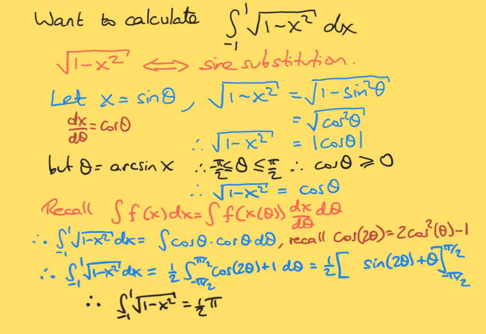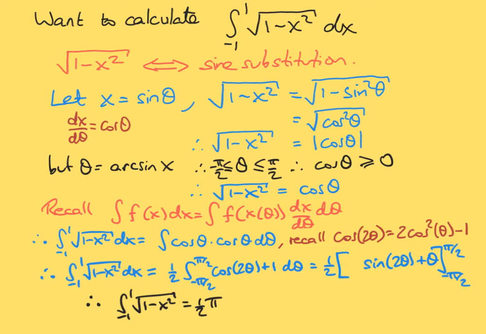The reason being, if x is sine theta, theta is the arcsine of x. So theta is an angle, and the way the arcsine function is defined, theta is going to be between minus pi over 2 and pi over 2. And over this range of theta values, the cosine of theta is always positive. So the modulus of cos theta is going to be the same as cos theta for all the possible values of theta.